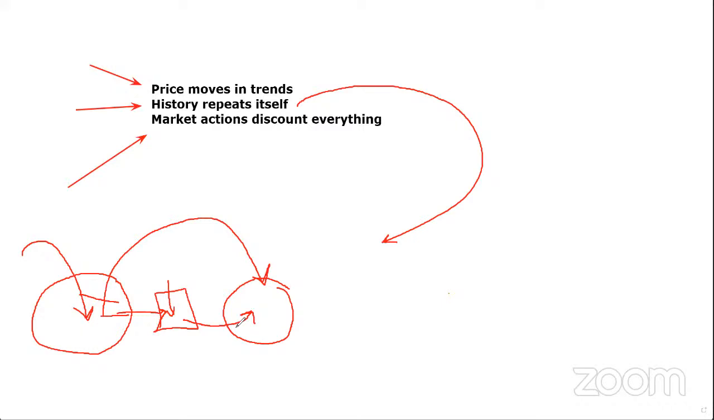So history repeats itself is our second concept. The last thing here is market actions discount everything. This simply means that everything that you need is on the chart. That's it. To begin with, I'm going to start with something that is called trends. So I'm going to start from this concept, price moves in trends.